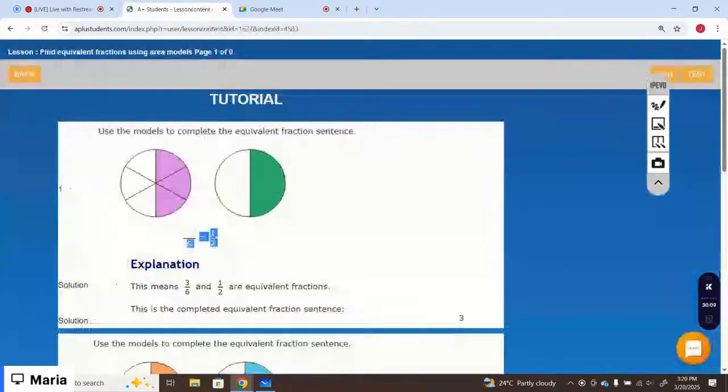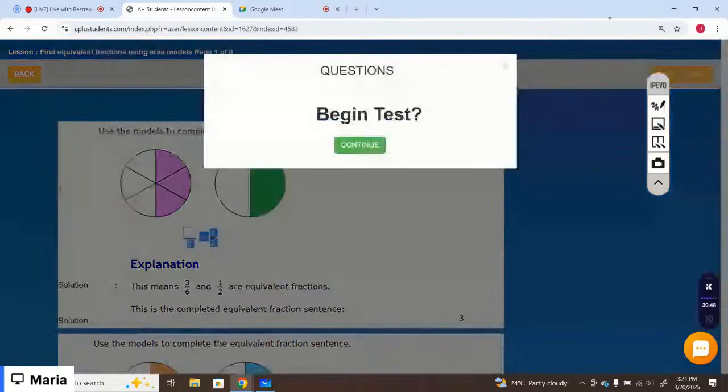Use the models to complete the equivalent fraction sentences. This is 1 by 2 and this fraction is 3 colored out of 6. So 3 by 6 are equivalent. 3 by 6 and 1 by 2 are the equivalent fractions. Let's just start with the test questions.